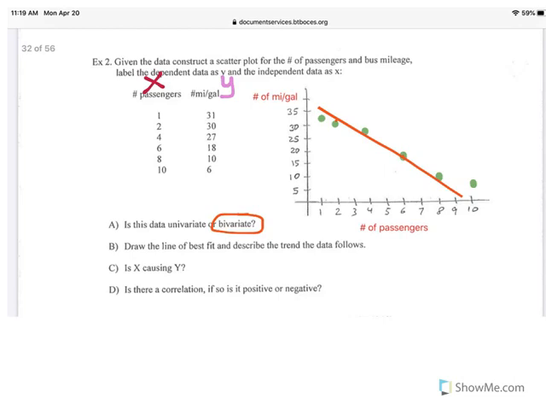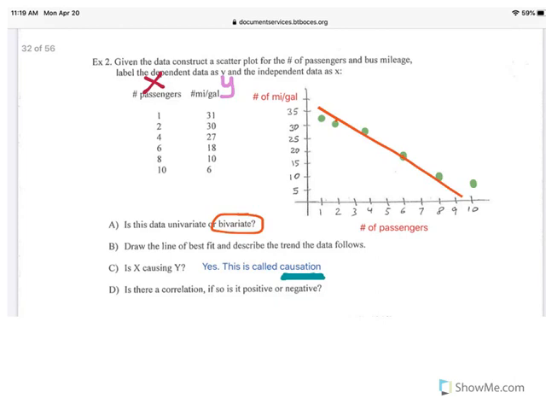And then it says, is X causing Y? So do the number of passengers cause the number of miles per gallon to decrease like our trend is showing? And we are going to say yes. And this is called causation. When one thing causes another thing to happen, in math we call it causation. And causation is a new vocabulary word, but luckily it sounds like cause, so that should be helpful in remembering what that means.